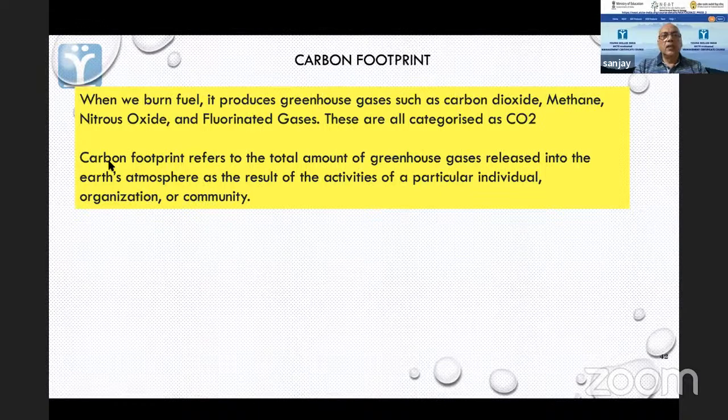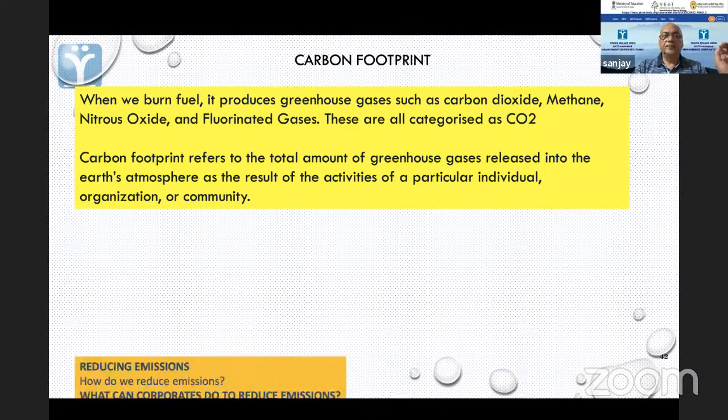So carbon footprint refers to the total amount of greenhouse gases released into the Earth's atmosphere as a result of the activities of a particular individual, organization, or community. So the moment you release these gases into the atmosphere, you are creating a position where the environment is actually getting damaged because you are putting in much more carbon dioxide there than is required.